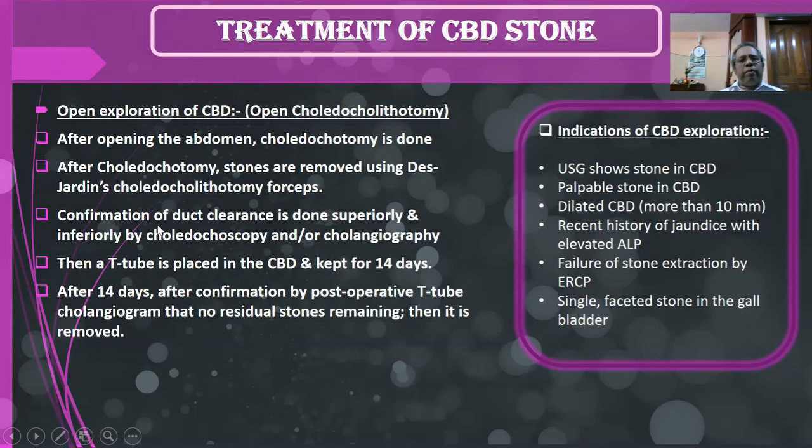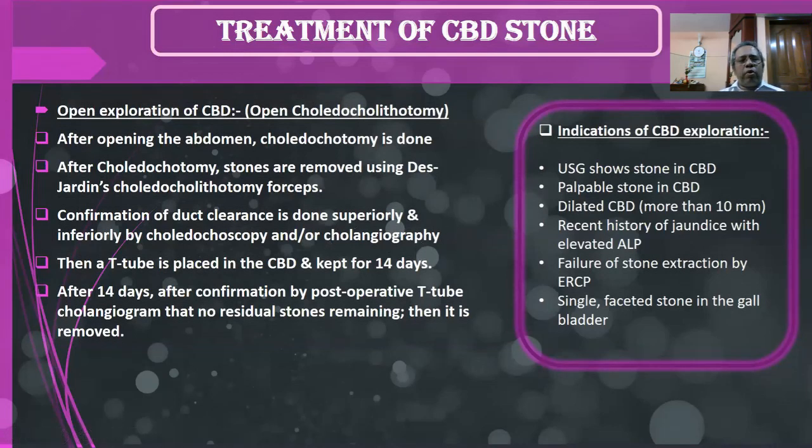That choledochoscope may be a flexible one, may be a rigid one. There are two types of choledochoscope, one is flexible, one is rigid. Whatever is available, you can do it. If there is nothing available, for cholangiogram you need a C-arm in the operation theater. If it is not available there, it is very difficult to do the cholangiography.